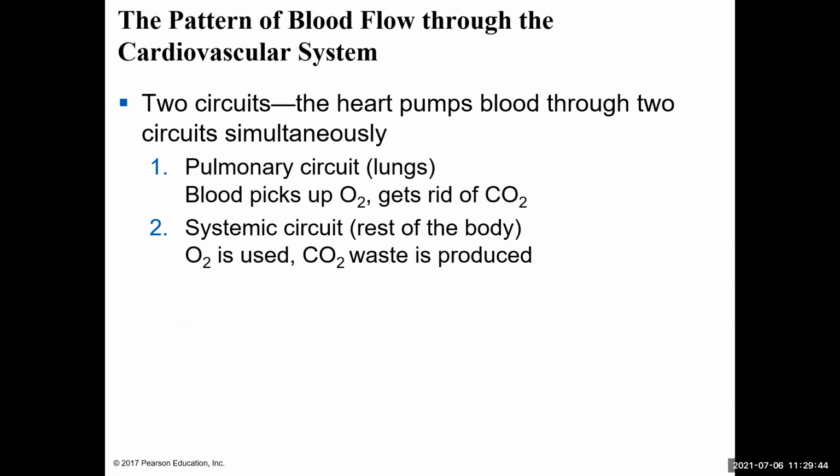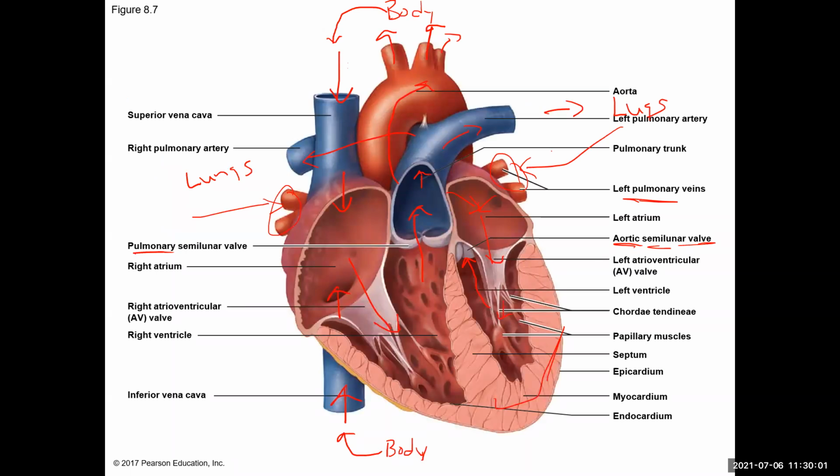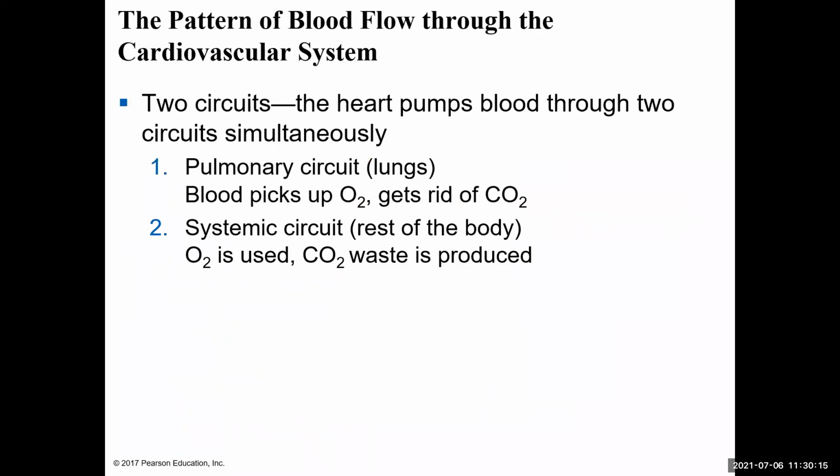So our body consists of two circuits in the circulatory system, and the heart is pumping blood through these circuits simultaneously. If we look at this figure here, the right side of the heart always has deoxygenated blood. The left side of the heart always has oxygenated blood. And that blood is constantly being pumped to the body and to the lungs.